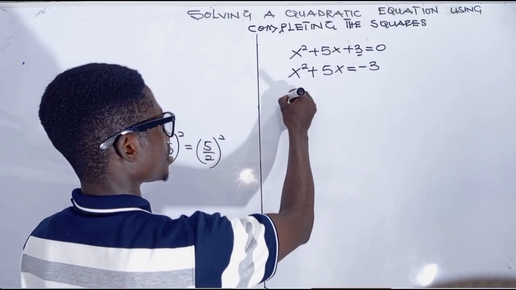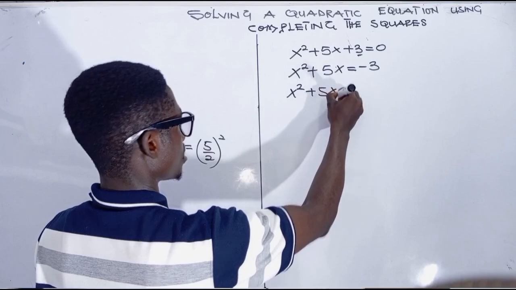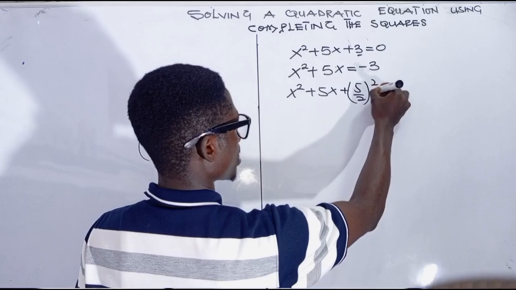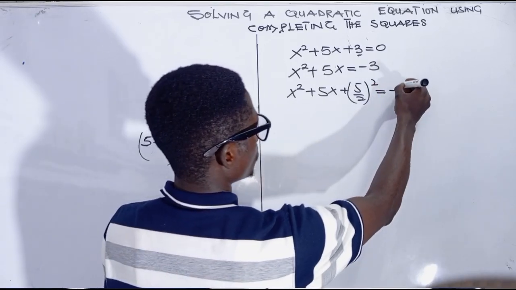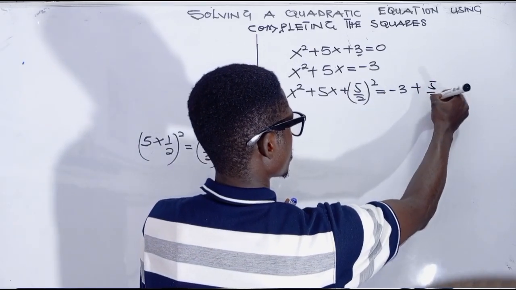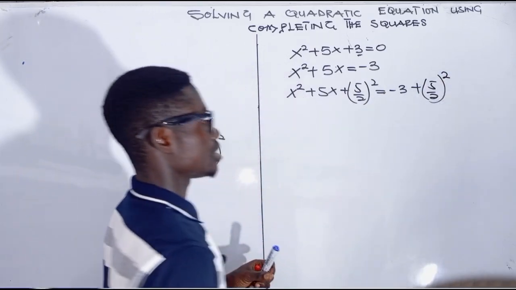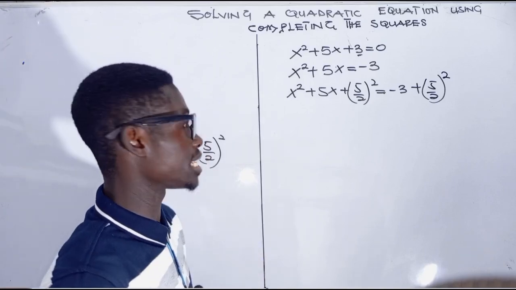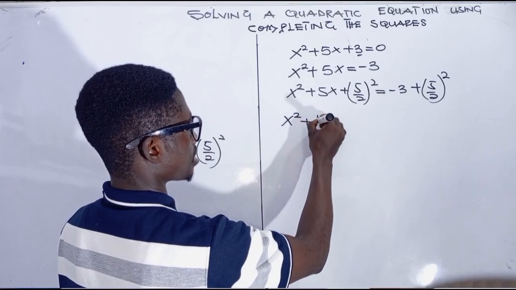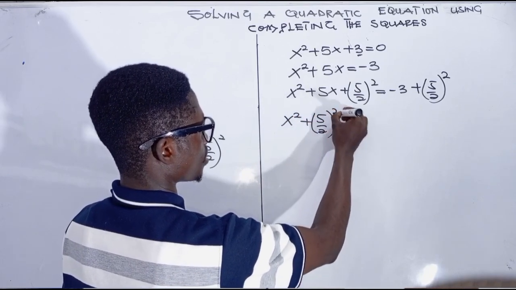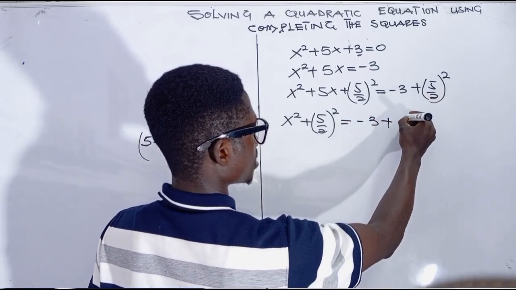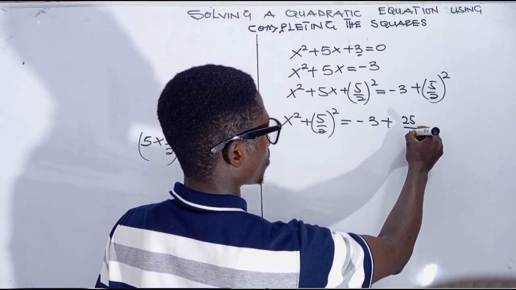So we are going to add this, so plus 5 over 2 all squared is equal to minus 3 plus, we are going to add this to the right hand side, 5 over 2 all squared. Now once we have this, we do some small simplification. Now we have x squared here, we can group it, so we have x squared plus 5x plus 5 over 2 all squared is equal to minus 3. Now when we simplify this, we are going to get 25 over 4.